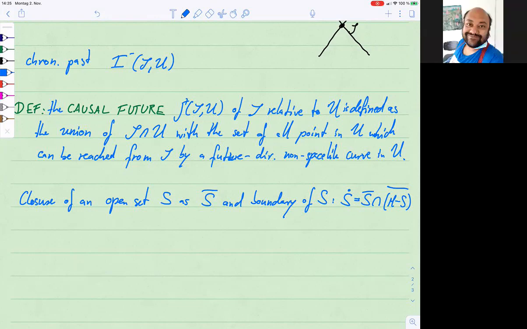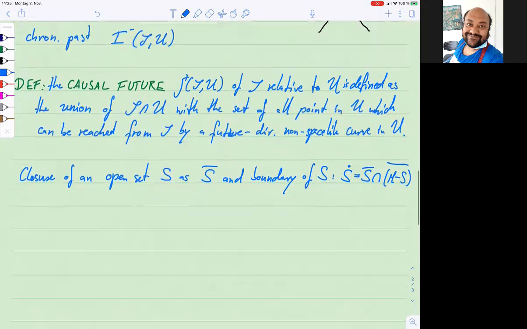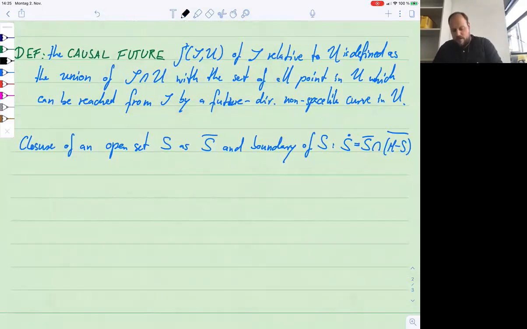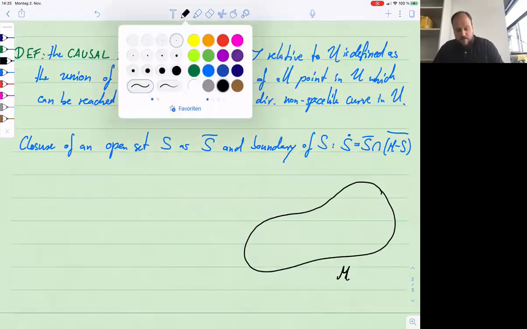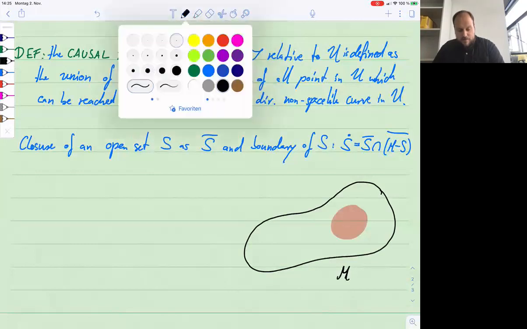Mark, can you show this by a small representative diagram? You mean the boundary? Yes. We can do that. In principle one can do it. So let's say we have the manifold here, and we take some set S. Okay, now we close S.